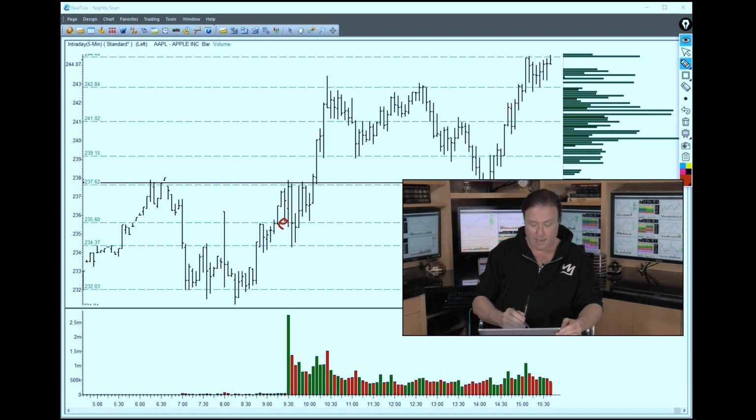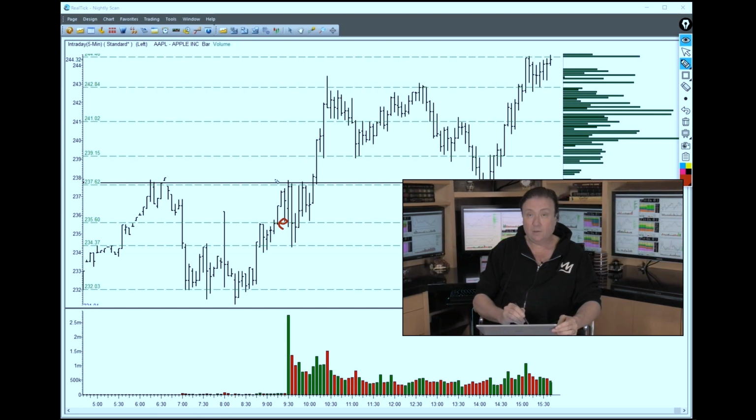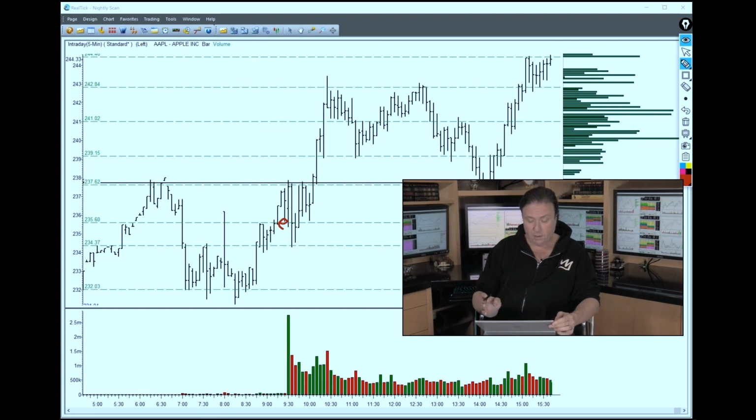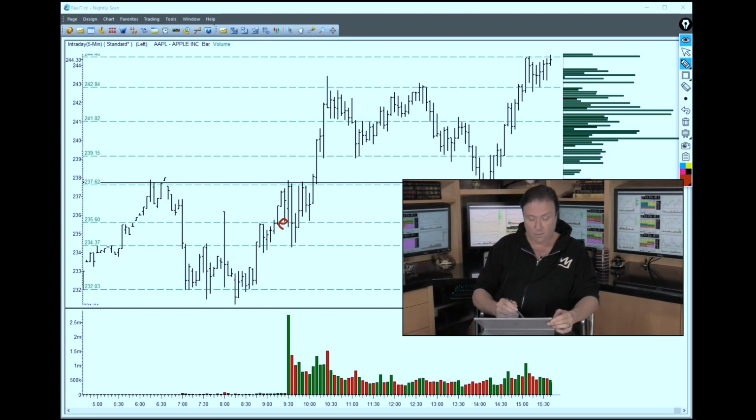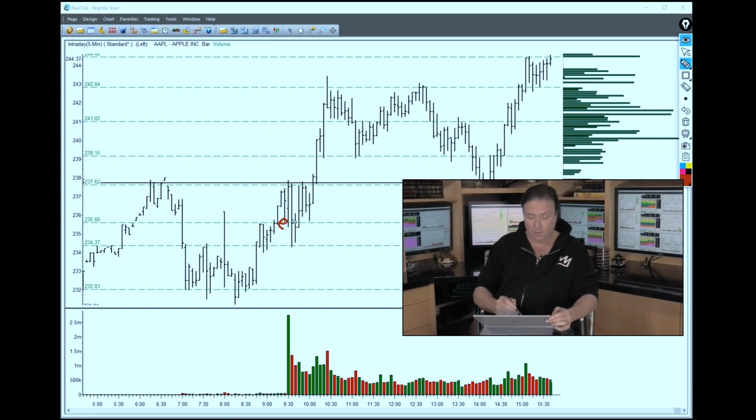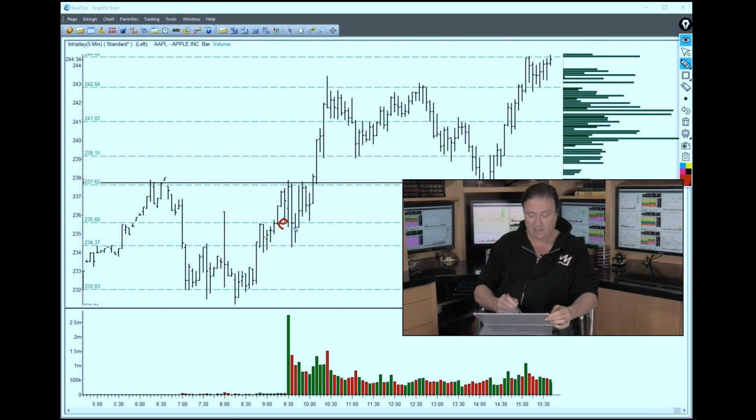So we came down to the line. We popped up on that 9:30 bar from 235.60 up to 237.62. That got us out for a really nice opening trade profit. And then we had another move that came all the way down through that 235.60 line. It didn't inflect there.